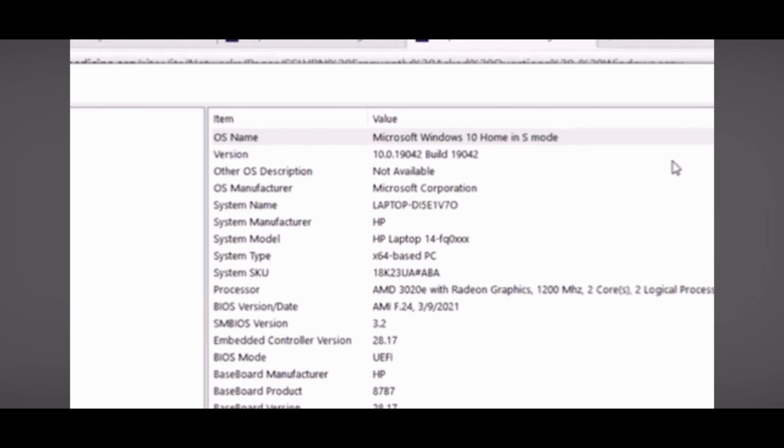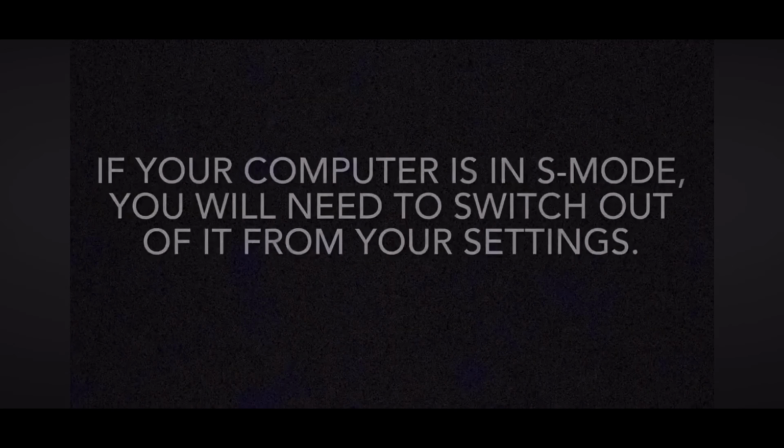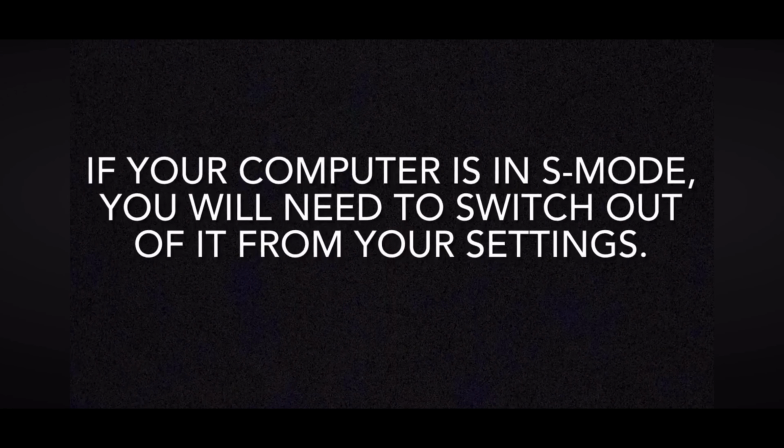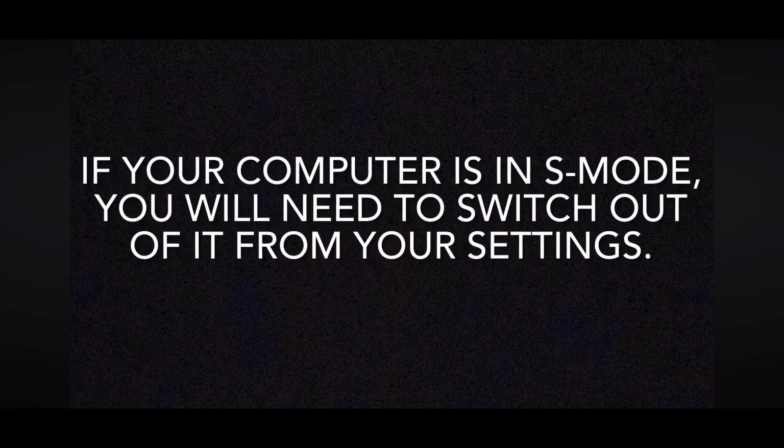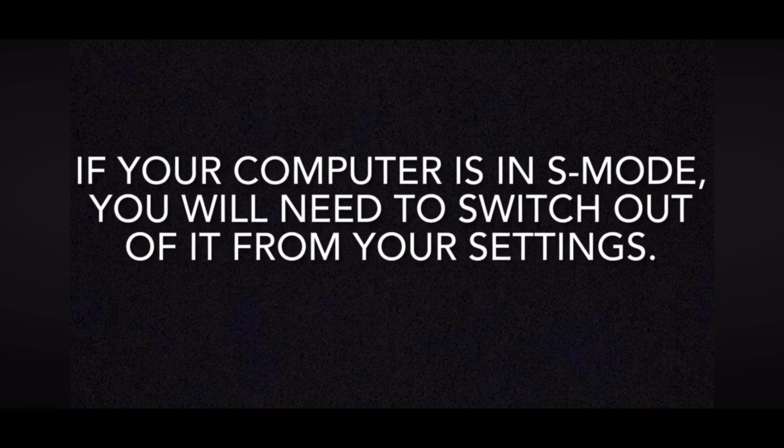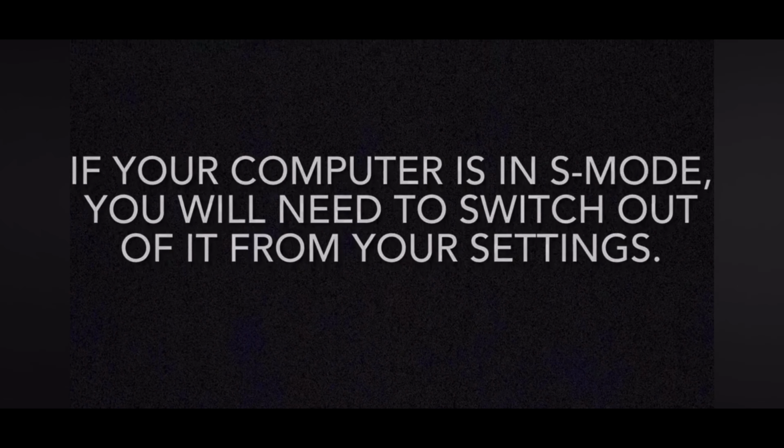And if you go down a little further, you'll also see your system type. This one is a 64. So this is important to know because you have a computer here in S mode, we'll need to switch that out before getting started. If you don't have S mode, you can just proceed on.